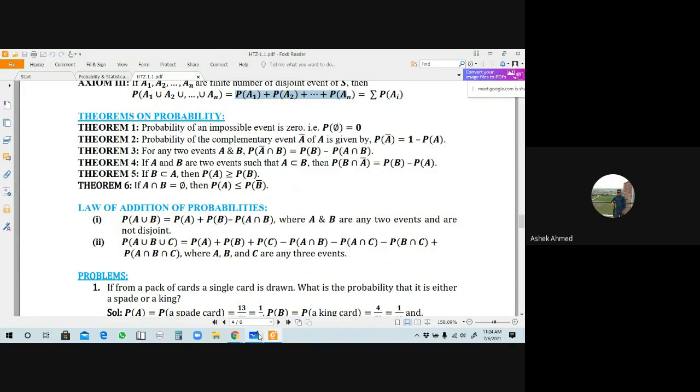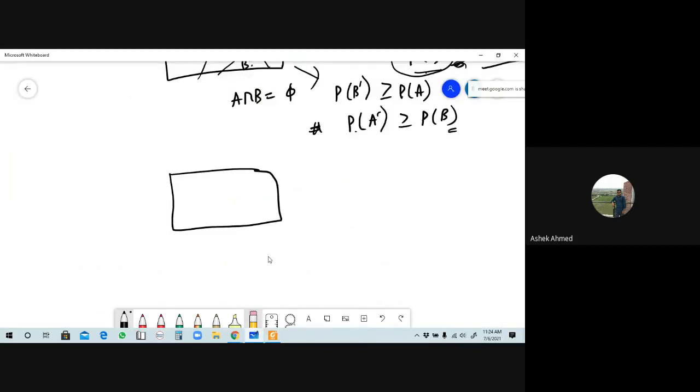Since this is not disjoint, we can write the probability like this. If this is set A and this set is B, then this region will be A intersection B, this region will be A intersection B complement, and this region will be A complement intersection B. Understand? Yes sir.